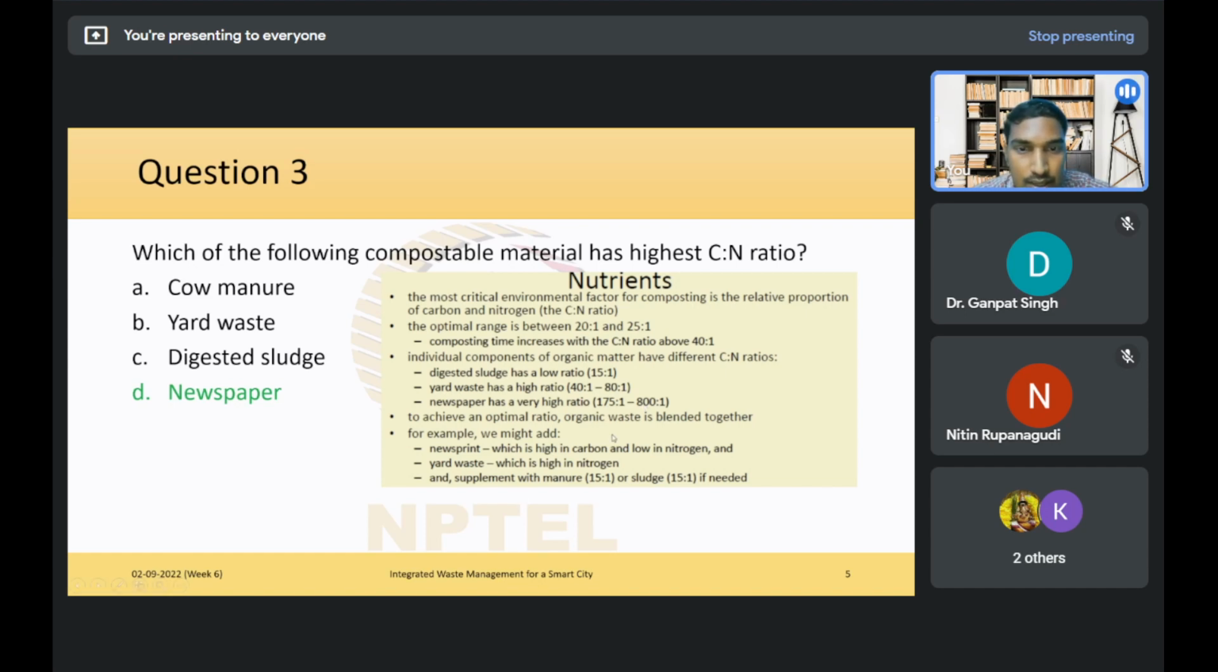Right, so because it is high in carbon and low in nitrogen, because of this combination, we have a very high ratio of the carbon to nitrogen in the newspaper. Right, is that clear? Okay, so the answer is newspaper, which has the highest carbon to nitrogen ratio.